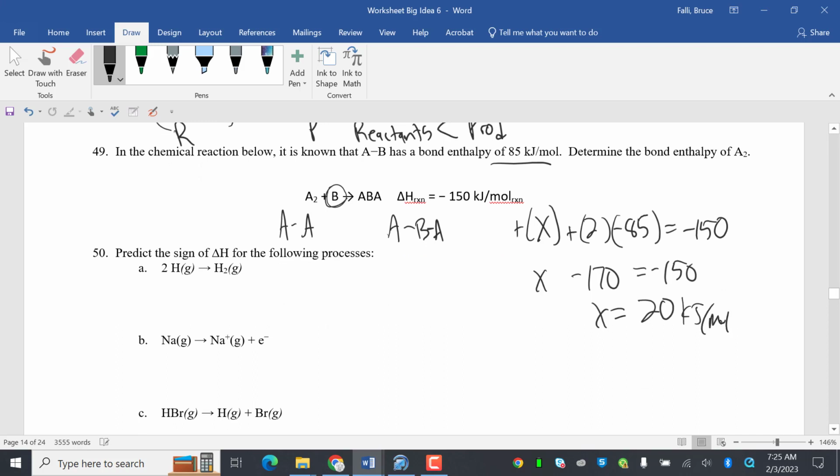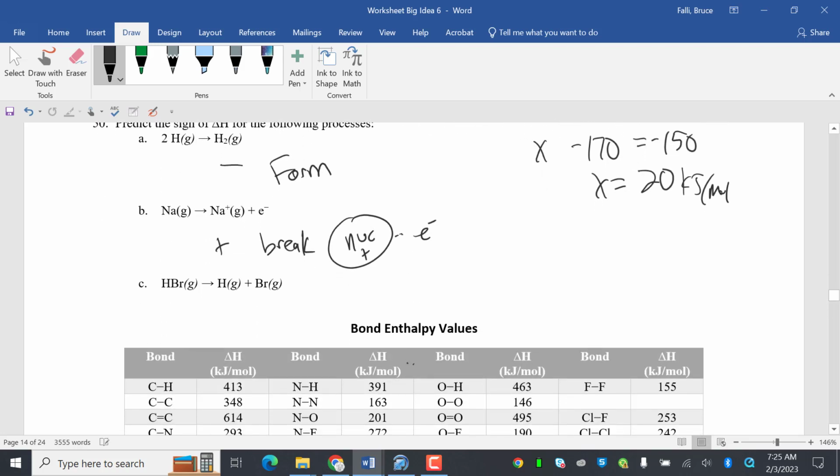Negative, bonds form. Positive, bonds break. You're breaking a bond, so it's positive.